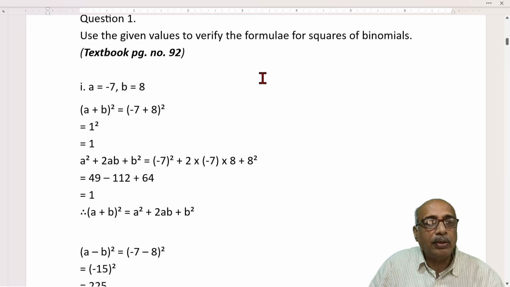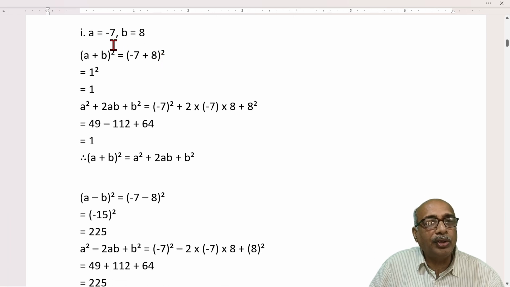Related to this, use the given values to verify the formulae for squares of binomials. Binomials means two values. Textbook page number 92, it is given. If a equals minus 7, b equals 8. So (a plus b) square equals, a is minus 7, b is 8: (minus 7 plus 8) whole square, that is 1 square. 1 square is 1 only.